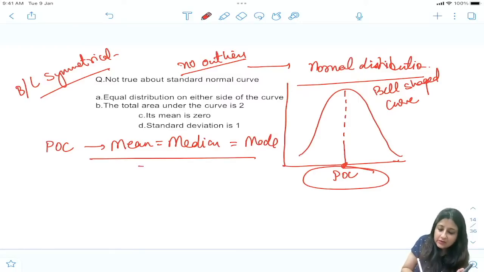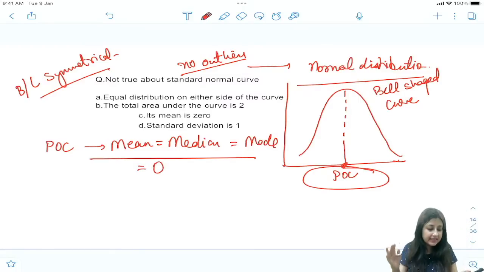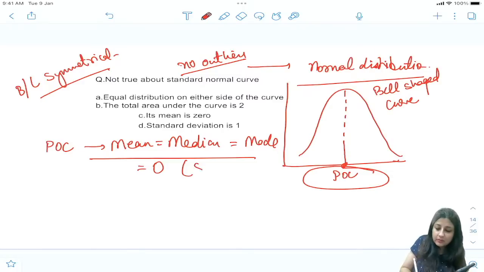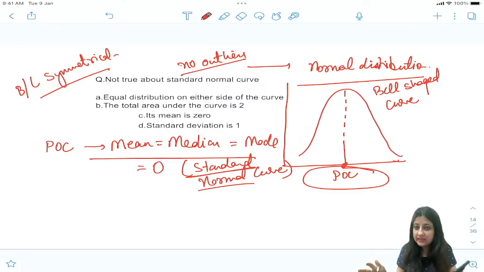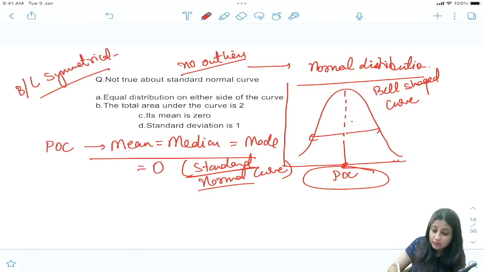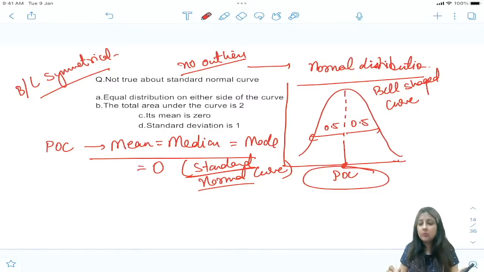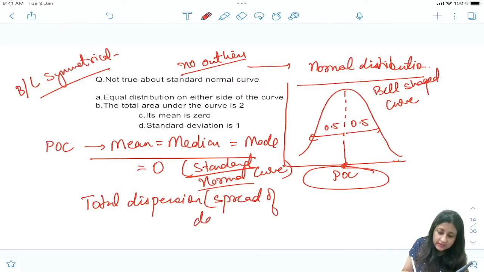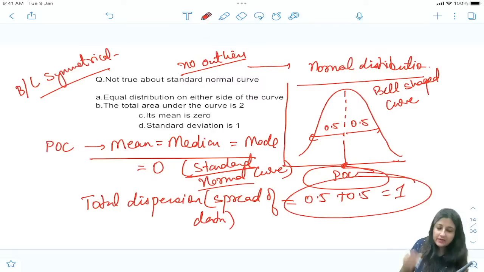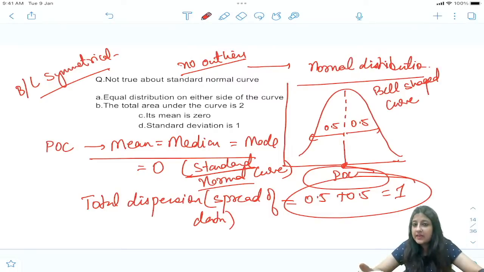Now, let us say that value is 0. So when mean is equal to median is equal to mode is 0, what do we call it? Standard normal curve. When do we say standard normal? When mean is equal to median is equal to mode is 0. Okay everybody? And 50% values are above and 50% values are below. So 0.5 values are above, 0.5 values are below. So what is the total spread of data? Dispersion means what? Total spread of data. Here 0.5 plus 0.5 which is equal to 1. So total dispersion is the total spread of data, which is 1.